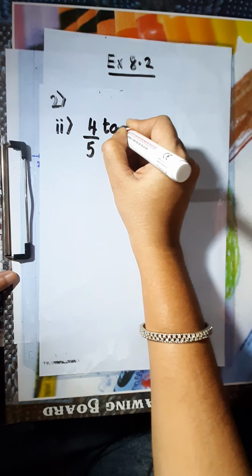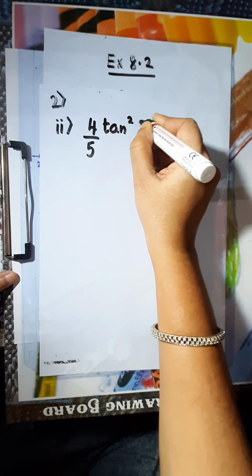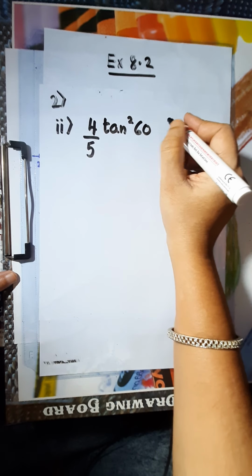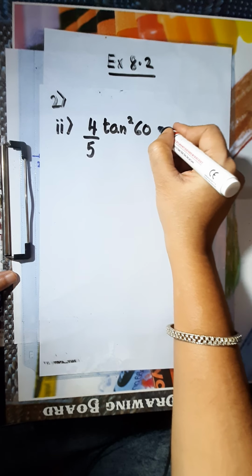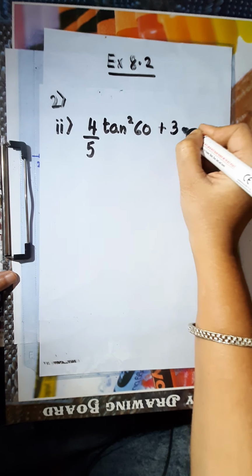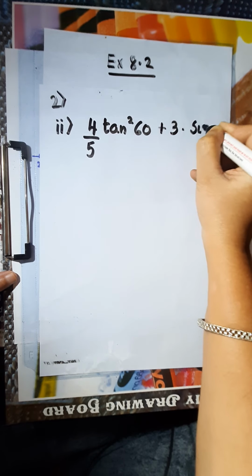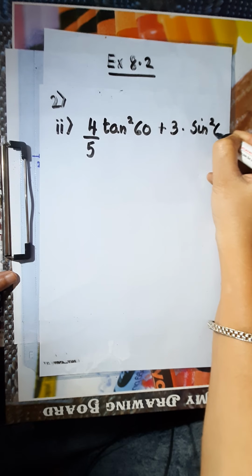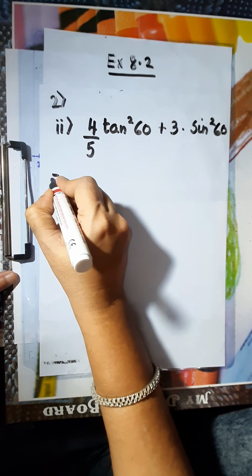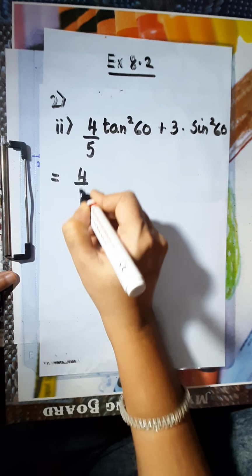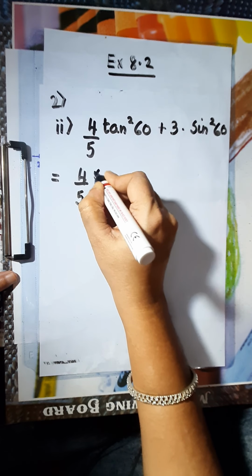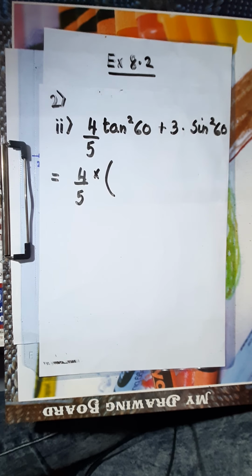tan square 60 plus 3 into sine square 60. 4 upon 5 multiplied by, what is tan of 60? Look at your table. Find tan of 60. Tan of 60 is equal to root 3.